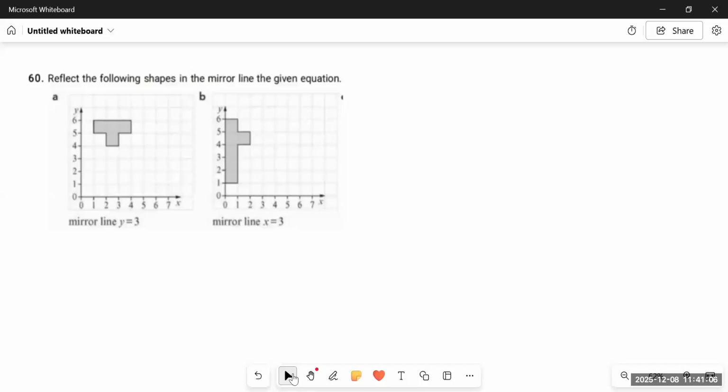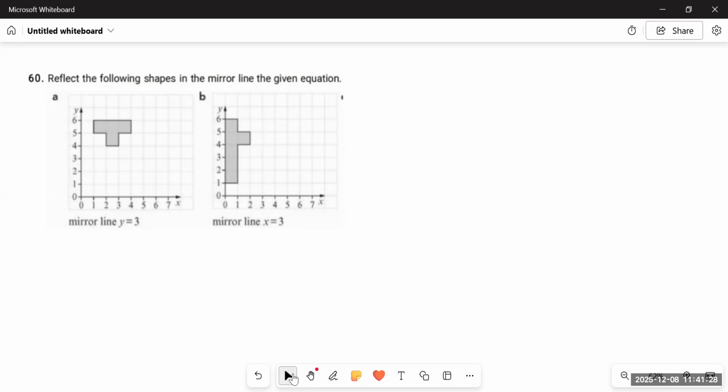Now, after translation, let us learn reflecting shapes. The keywords that you need to learn about reflecting shapes are that the shapes must be congruent, and we have to use a mirror line. Either it would be the x-axis or the y-axis. And how are we supposed to do that?